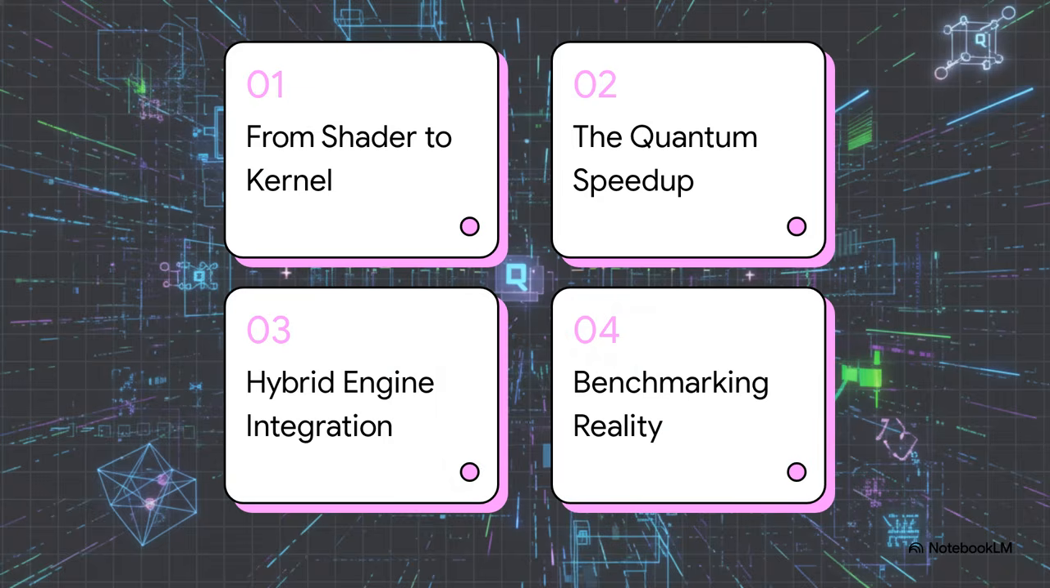All right, so here's the game plan. We're going to start by looking at some code, comparing the old classical way with the new quantum way. Then we'll get into the secret sauce, the algorithm that gives us this crazy advantage. After that, we'll see how you actually fit this into a modern game engine. And finally, we'll look at the benchmarks. Do the numbers hold up?